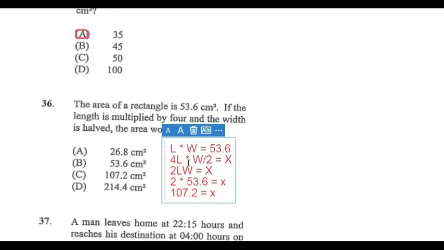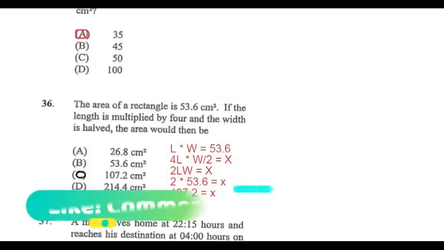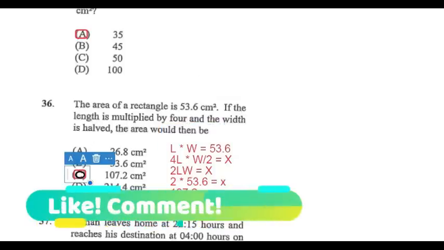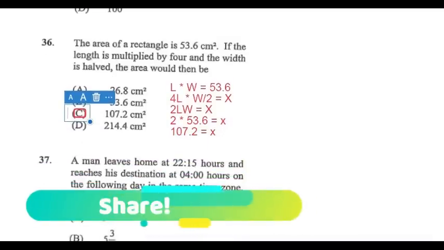So we can simplify this second equation by saying 2 into itself goes 1 time, 2 into 4 goes 2 times, and we're left with 2 times length times width is equal to x. But remember, we know what length times width is, which is the 53.6 from the first equation. So we're substituting, so it is 2 multiplied by 53.6 equals x, and therefore x is equal to 107.2, and our answer for 36 is C.